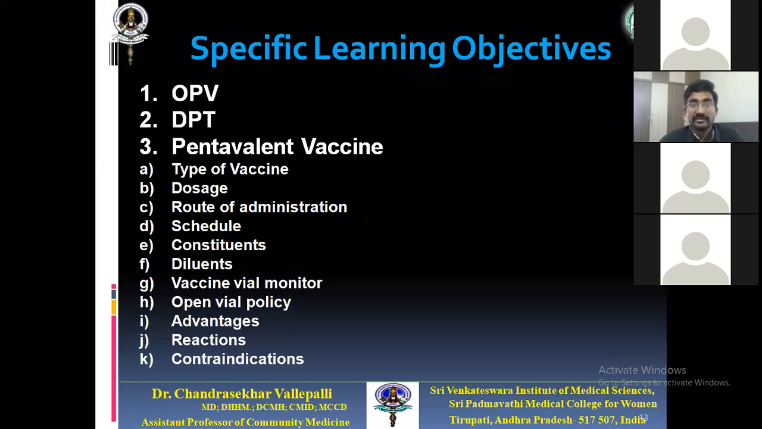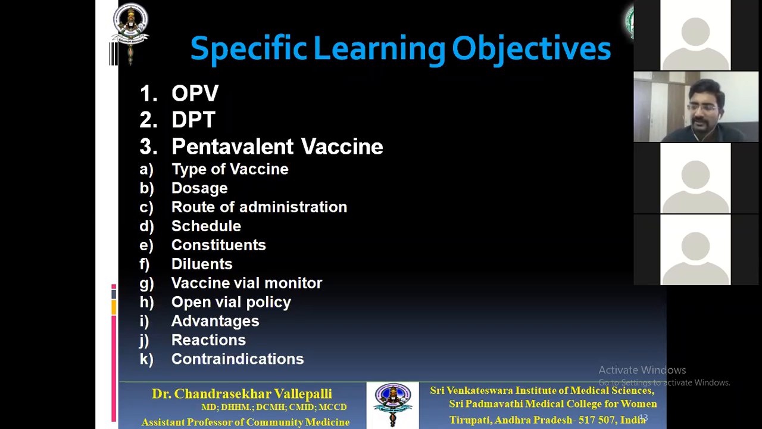So we'll discuss what is this type of vaccine, whether live or killed, then what is the doses required, what is the route of administration, what is the schedule of this vaccine, so which age group we have to give this vaccine, what are the different constituents of this vaccine, what are the different diluents, whether we use or not. Then what is vaccine vial monitor, what is open vial policy, do this vaccine comes under open vial policy or not. So what are the advantages of this vaccine, what are the different reactions or side effects, and finally, we'll discuss some contraindications for giving these vaccines, right?